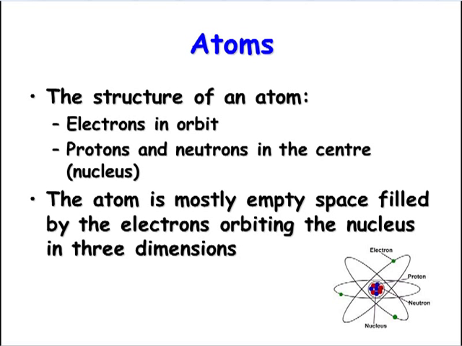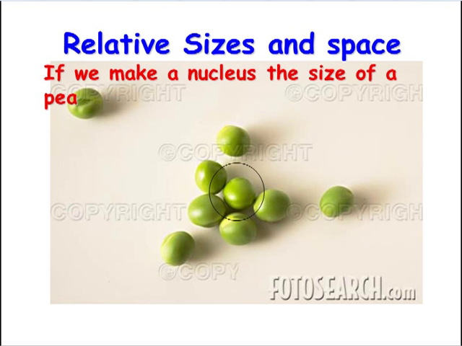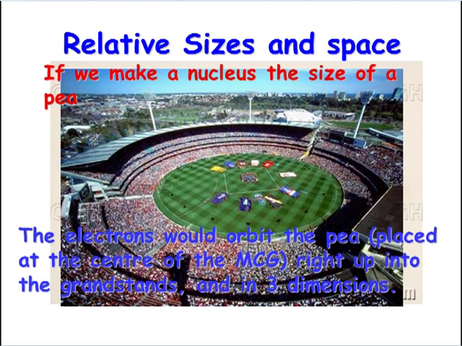To put that into a bit of context, let's say that the nucleus was the size of a pea, a single pea. Now, if we were to take that pea and put it inside the MCG, then the electrons would be orbiting all the way around here. So it gives you a bit of an idea of, once we put relative size to it, how much space there is inside the atom.